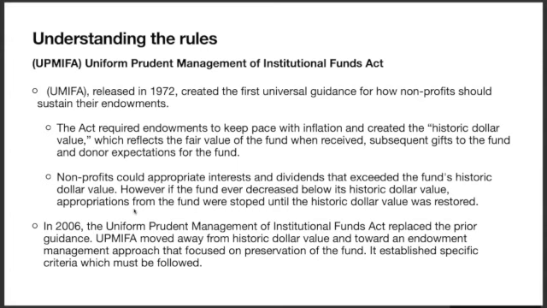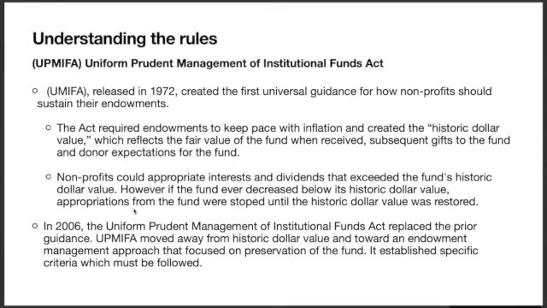So when UPMIFA was first released in 1972, the historic dollar value requirement basically stated that if I were to gift an endowment of $100,000 to an organization, that organization could only take income off of the fund above and beyond that $100,000. So if at any one given year, the fund value dipped below that $100,000, not only is the principal restricted there, but you could not take any income from that fund either. So you had many endowments that were underwater, and then that language has since been removed.